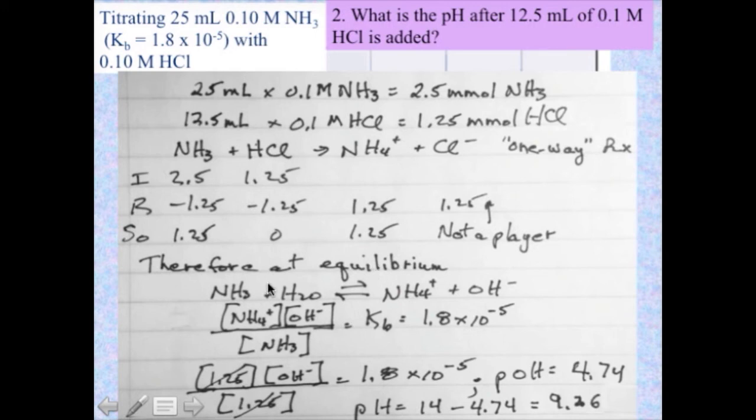Therefore, at equilibrium, we have ammonia plus water yields ammonium ion plus hydroxide. We set it up in a mass action equation to equal 1.8 times 10 to the minus 5. And we plug in our weak base ammonia and conjugate acid ammonium ion, which of course cancel out, leaving us with a concentration of hydroxide equal to 1.8 times 10 to the minus 5, equal to the Kb. pOH, therefore, is going to be 4.74, and subtracting that from 14, we get 9.26.